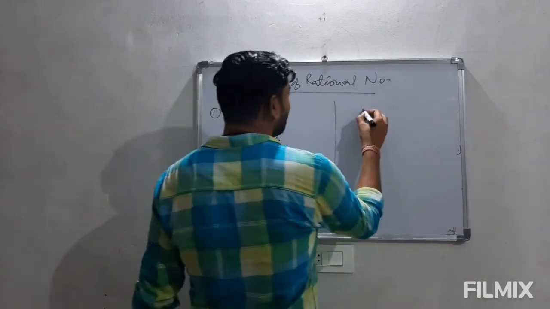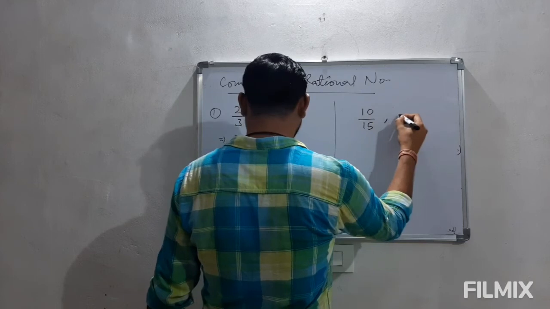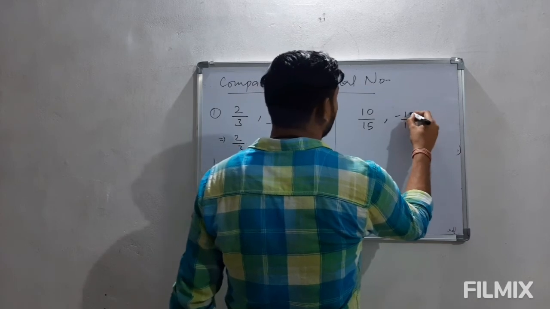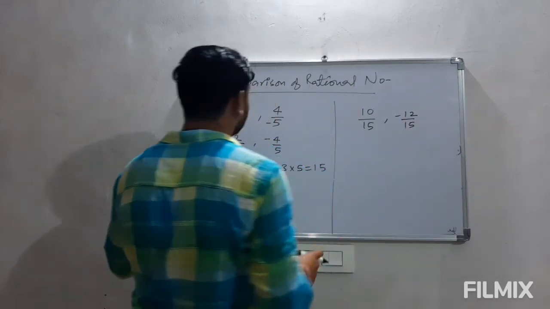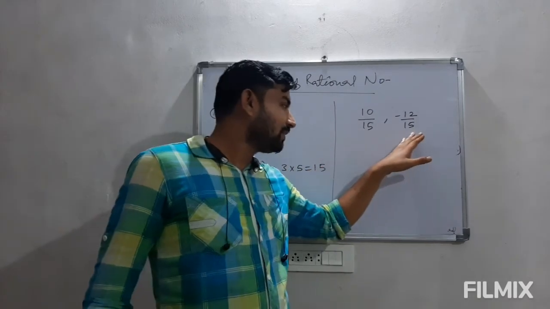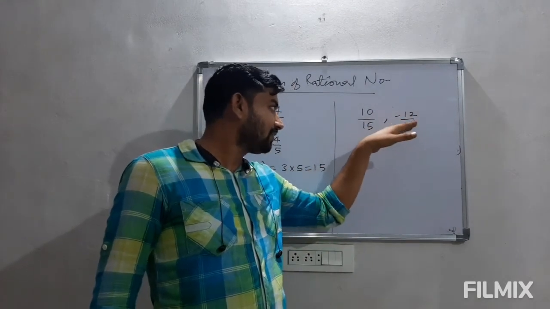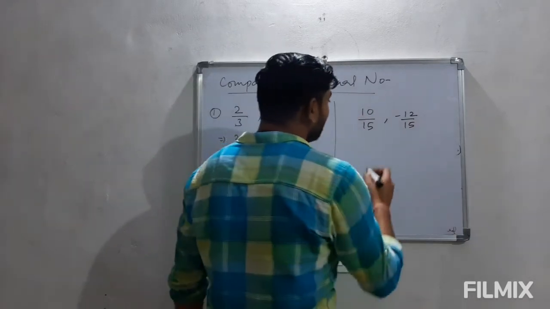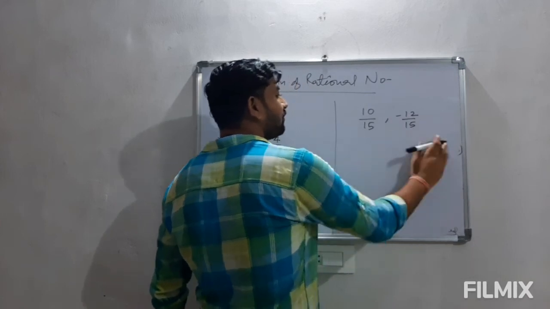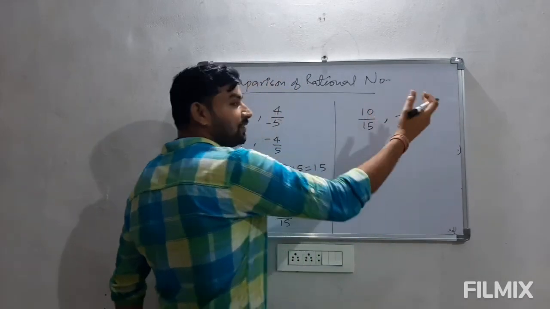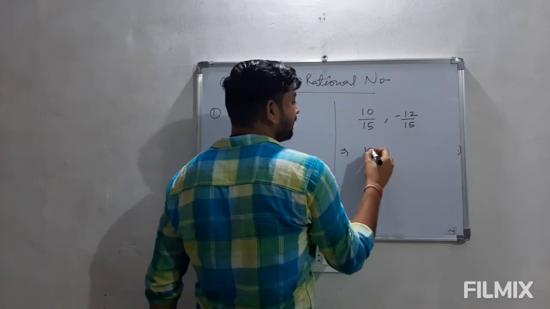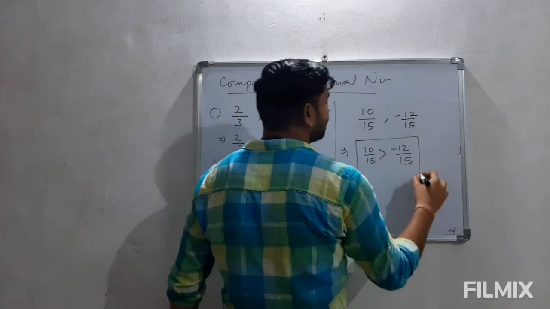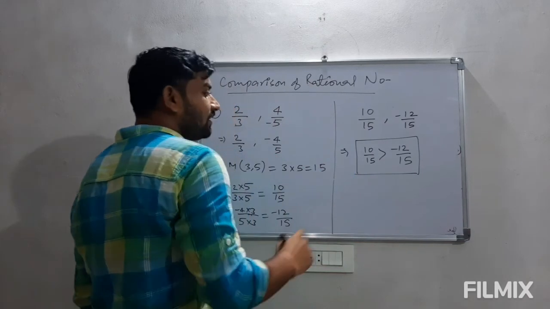So in comparison, now we simply have to compare the numerators, and we don't need to worry about the denominators as they are equal now. 15 and 15. So in this case the numerator is only comparable, the denominator is the same, so we can compare the numerators, and clearly one is positive and one is negative. So we can directly write 10 upon 15 will always be greater than minus 12 upon 15, as a positive number is always greater than the negative one.